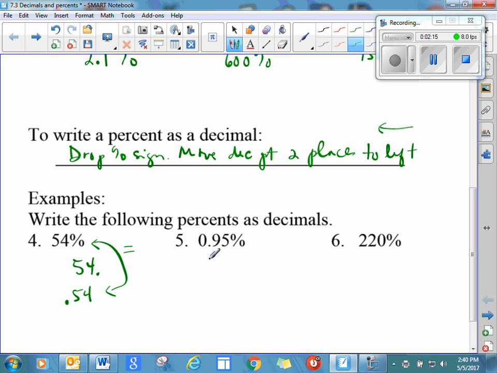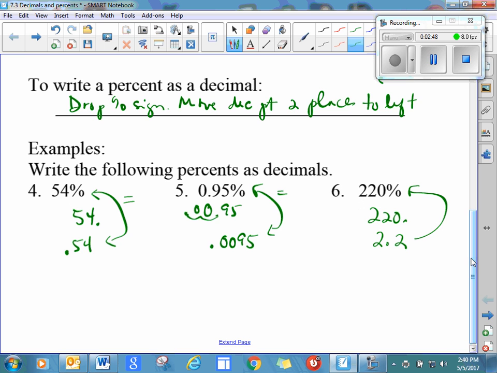54%. Drop the percent sign, move your decimal point 2 places to the left. You're going to have to add another 0 for a placeholder. 0.0095 is the same as 0.95%. And this last one, drop the percent sign, add your decimal point, move it 2 places to the left, and you end up with 2.2 being the decimal equivalent of 220%.